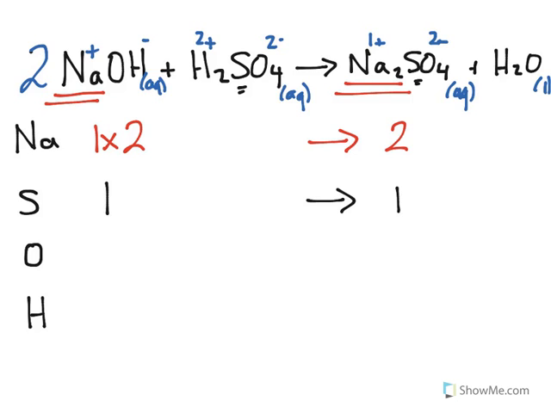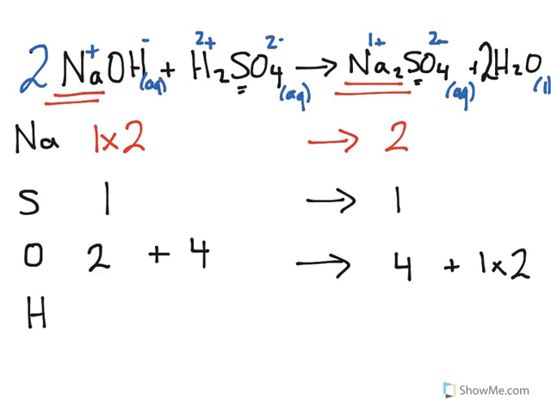If we have a look at the oxygen, on the left hand side we have 2 in the sodium hydroxide because we've doubled up, and we have 4 in the sulfate ion. And then on the right hand side, we have 4 in the sulfate ion and only 1 in the H2O. So I would suggest we double up here to give us 6 on the left hand side and 6 on the right hand side.